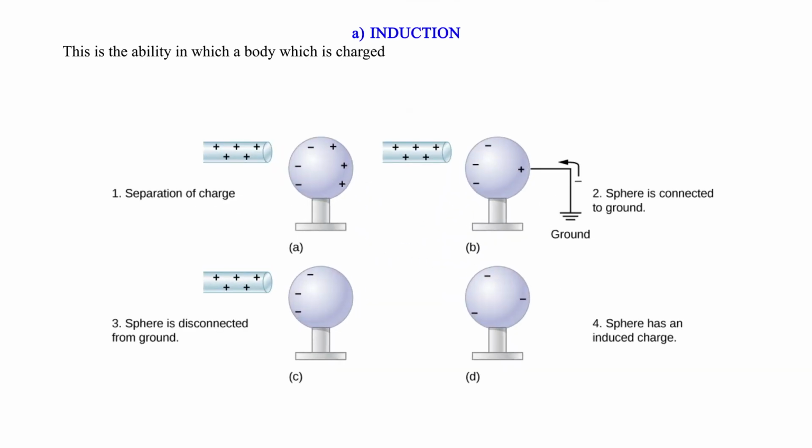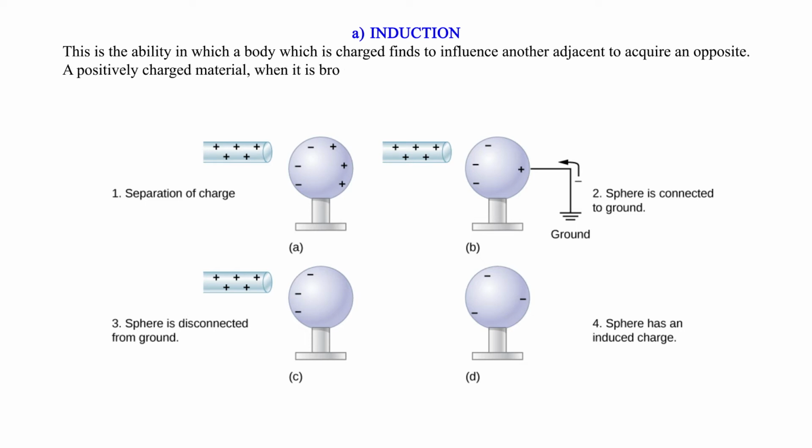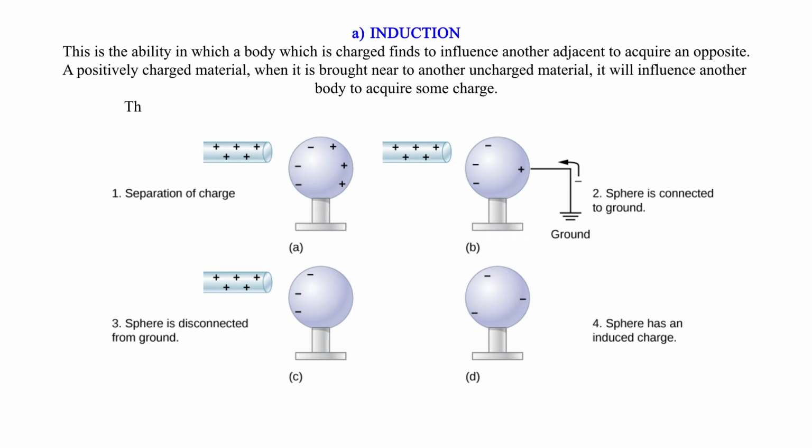A. Induction. This is the ability in which a body which is charged is able to influence another adjacent body to acquire an opposite charge. A positively charged material, when it is brought near to another uncharged material, will influence the other body to acquire some charge. The positive charges in B which have been repelled are removed by the process of earthing.